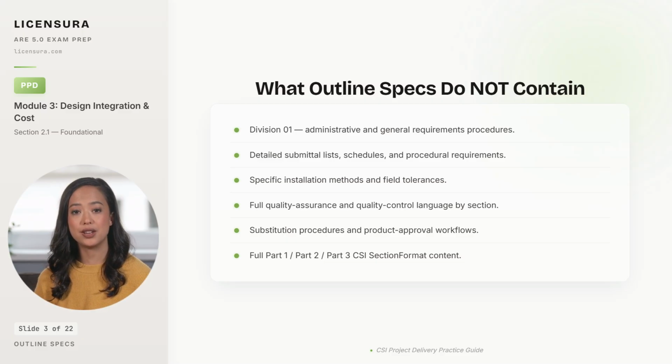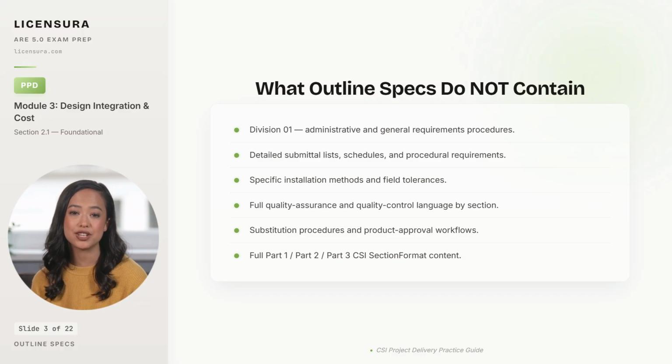are still placeholder level. Specific installation methods and field tolerances, which Part 3 of any CSI section spells out, are not yet specified. The full quality assurance and quality control language that tells the contractor what testing and inspection are required by section is not yet written. Substitution procedures and product approval workflows that the architect uses to evaluate "or equal" requests are still general. And the full Part 1, Part 2, Part 3 structure of the CSI section format is not yet populated.